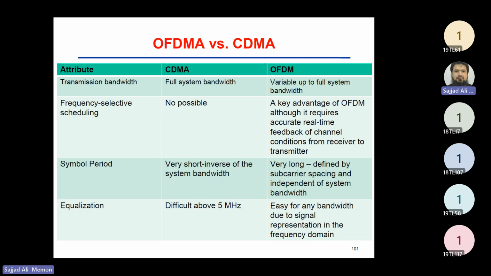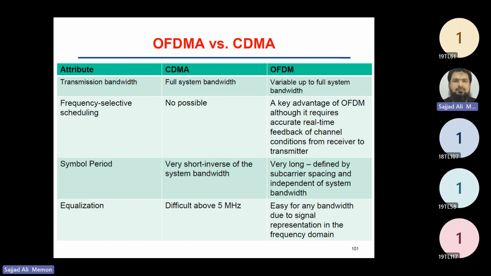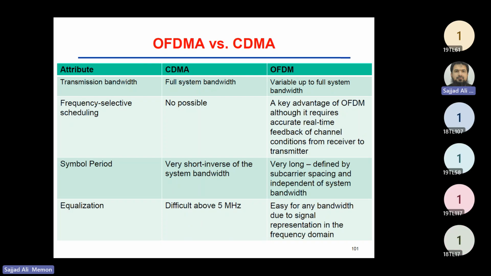This is the comparison between OFDMA and CDMA. Transmission bandwidth: CDMA uses the full system bandwidth, while OFDMA is variable up to the full system bandwidth. Frequency selective scheduling is not possible in CDMA. It is a key advantage of OFDM, although it requires accurate real-time feedback of channel conditions from receiver to transmitter. Symbol period: very short in CDMA, the inverse of the system bandwidth; very long in OFDMA, defined by subcarrier spacing and independent of system bandwidth. Equalization is difficult above 5 MHz in CDMA, but easy for any bandwidth in OFDMA due to signal representation in the frequency domain.